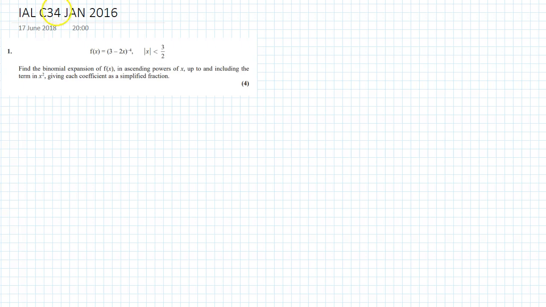IAL C34, January 2016. Question number 1, Part A. f(x) = (3 - 2x)^(-4). Find the binomial expansion of f(x) in ascending powers of x up to and including the term in x squared.